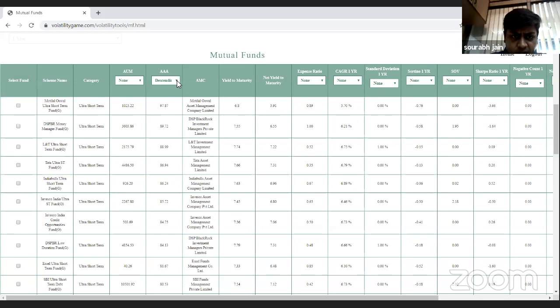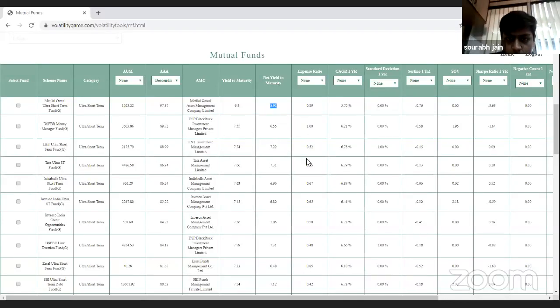Suppose these are the funds who are having maximum AAA. Now looking at what the client requires, this is a fund which has a YTM of 6.8 and this is the expense ratio 0.89. If you subtract 0.89 from 6.8, you get 5.91. So for an investor who is putting money into this fund, the net yield would be YTM minus expense ratio, and he would get 5.91.